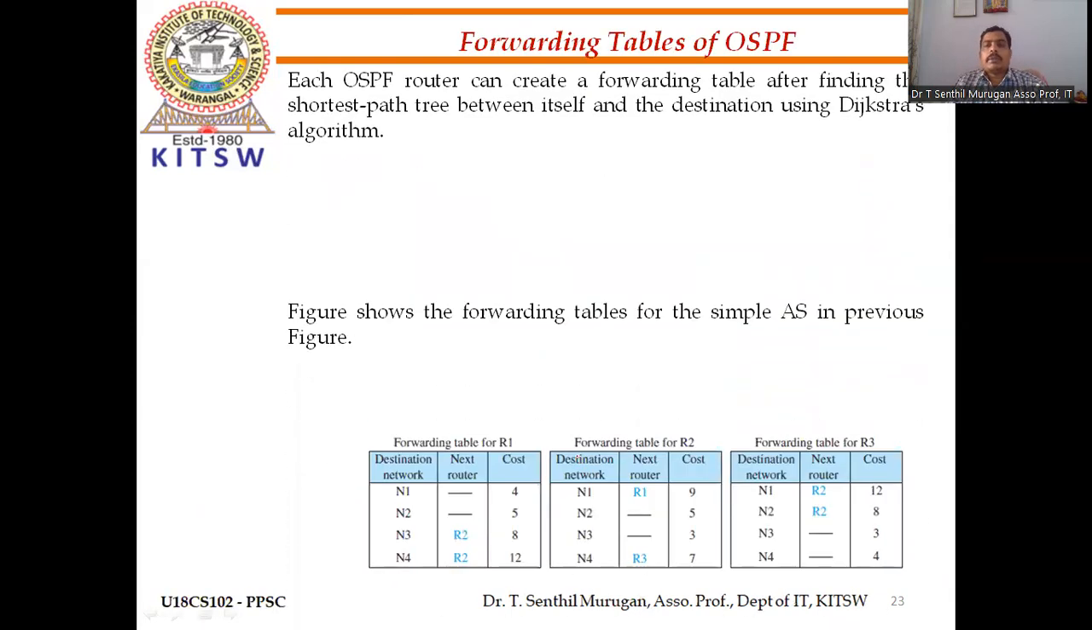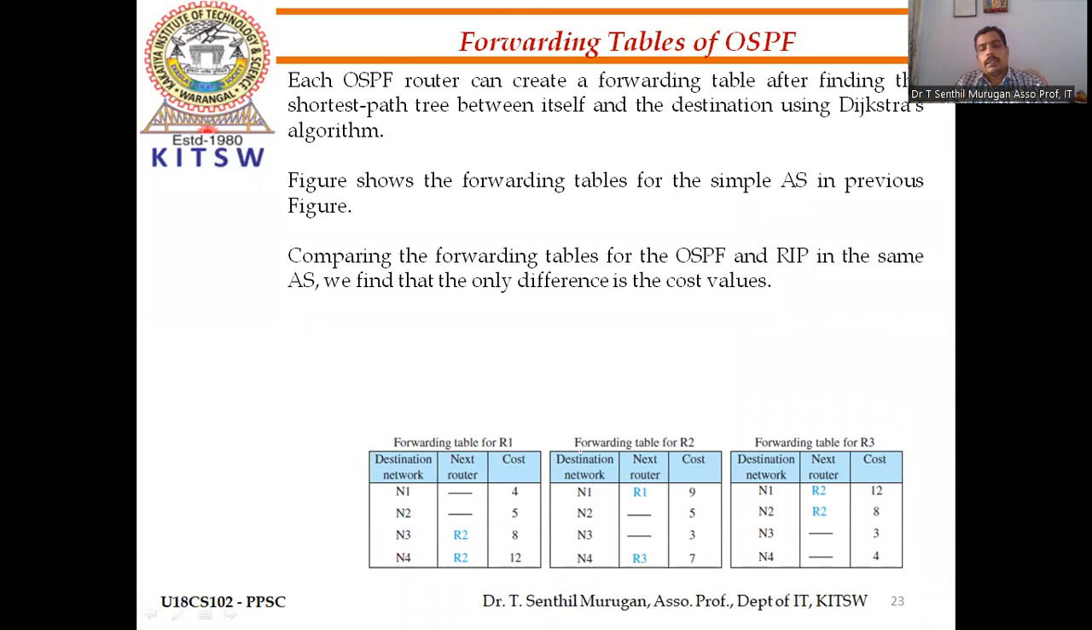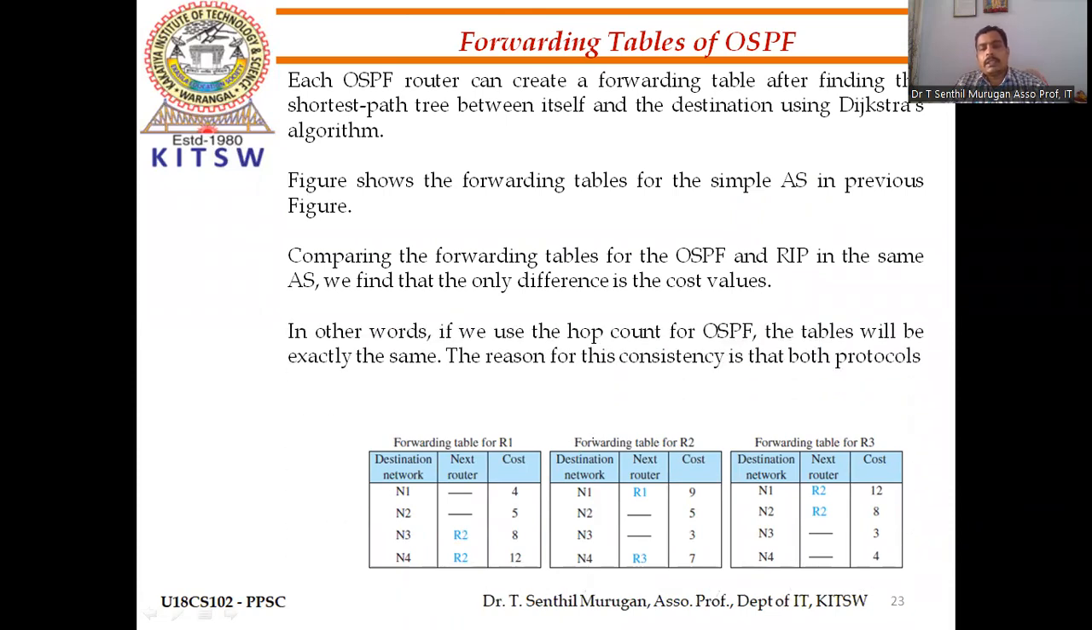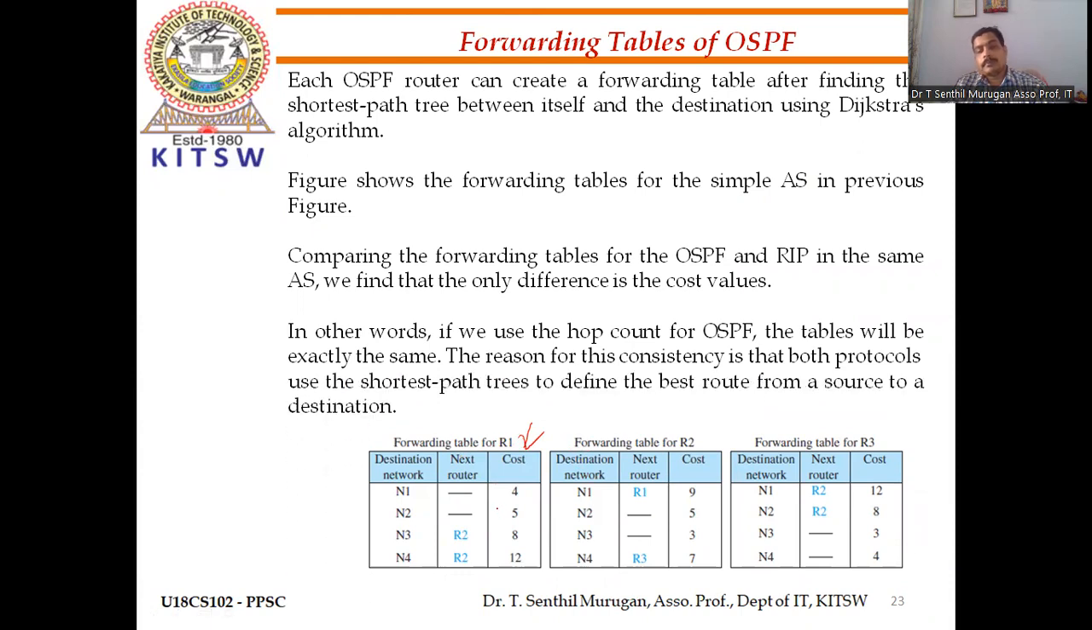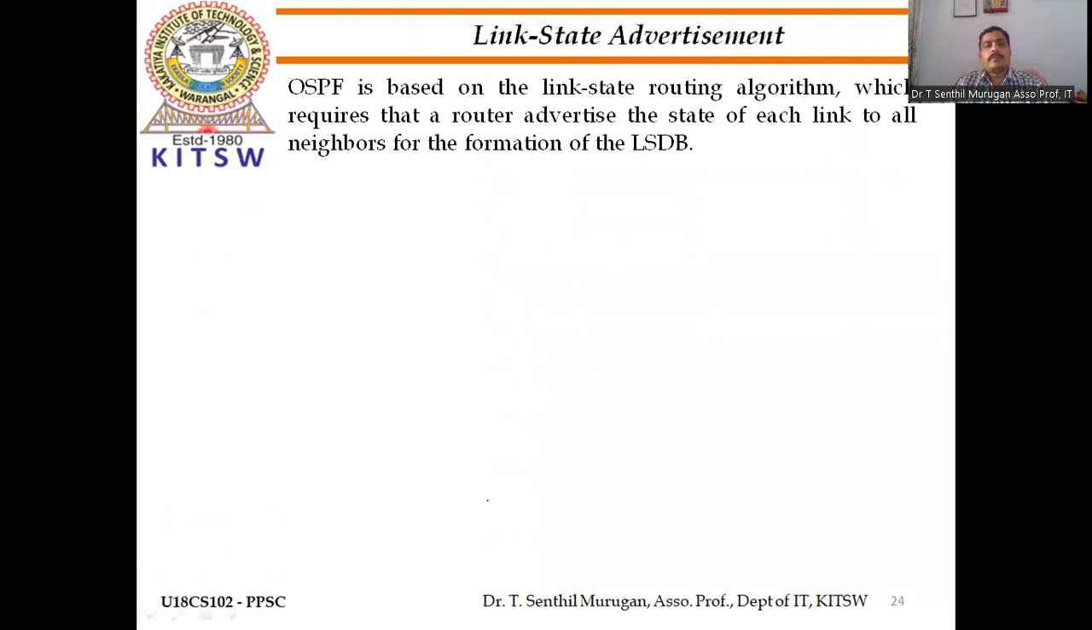Okay. So OSPF also uses routing tables. The routing table is the same as the previous one, but there was no cost value before. Here the cost value will be there. That is the main difference. So N1 is connected to router 1, but the cost value is 4. Like that, we have to update the cost value in the routing table. In other words, hop count is replaced by the cost value.